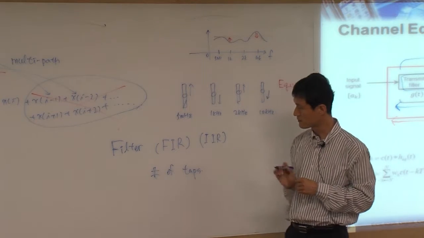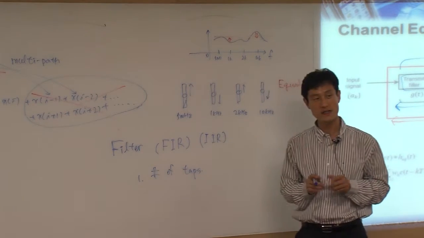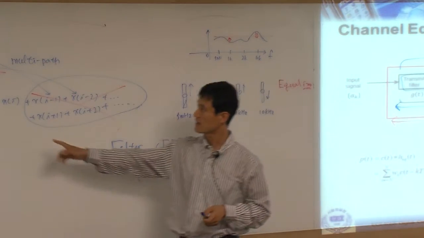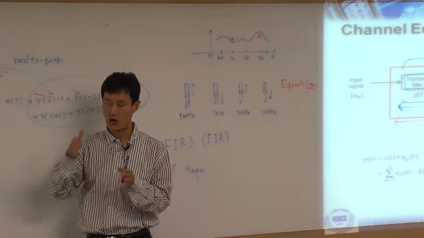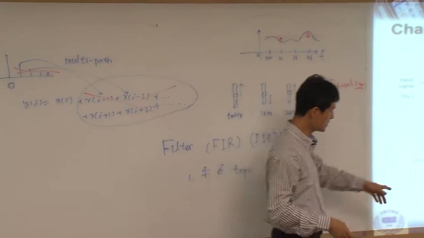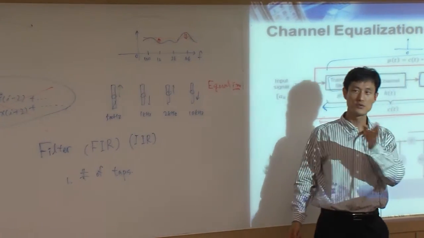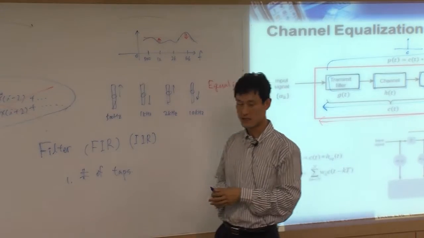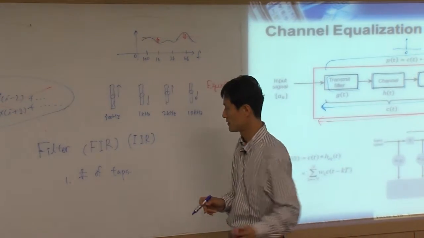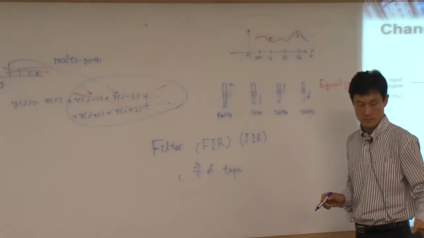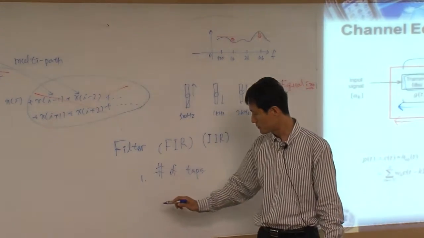Every filter has a number of taps. First, you need to decide how many taps you need. What is a tap? A tap is like this. In this case, this is a tap. Each one is a tap. So how many taps you need, that is what you need to decide.